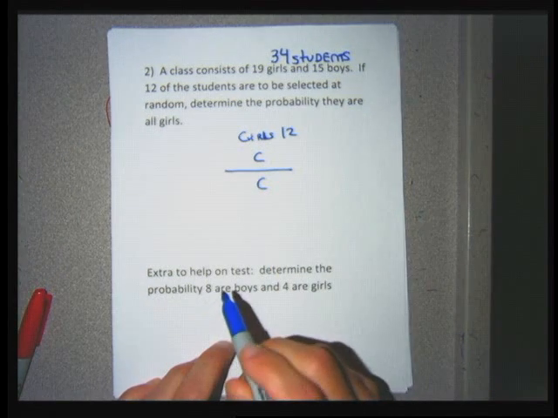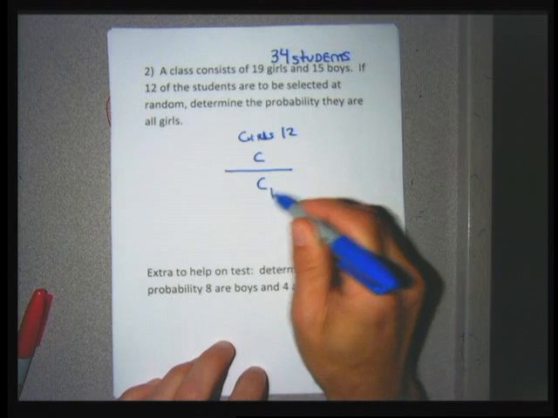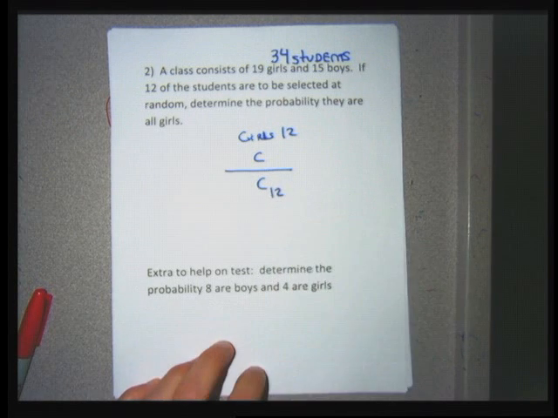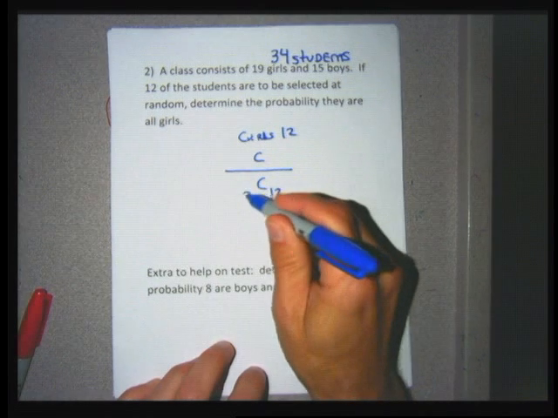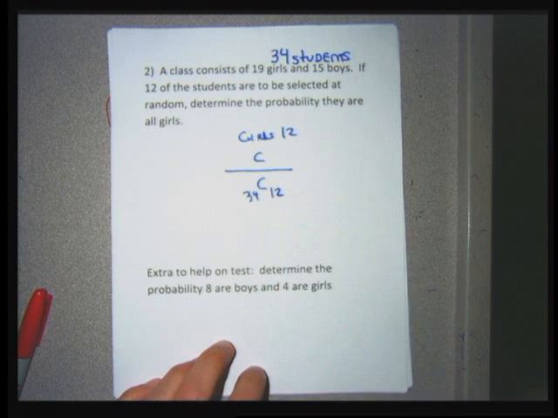In the denominator, I want to pick 12 students. 12 is going to go to the right of the C, and to the left of the C is the total number of students I have to choose from. In this case, I have 34 students to choose from.